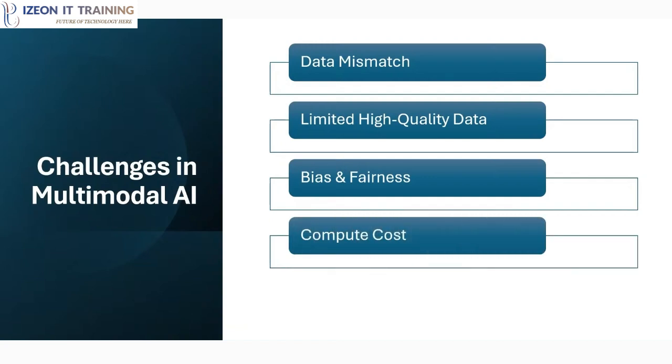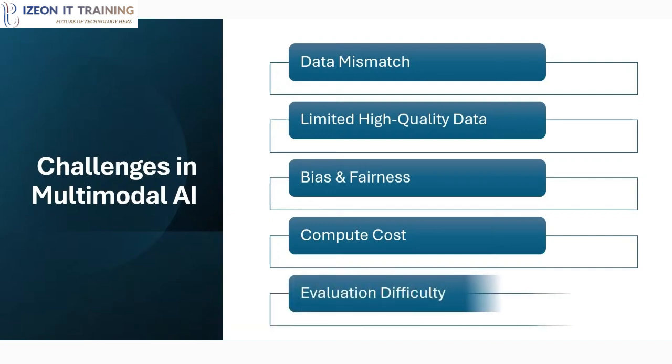The next challenge is compute cost. Training needs huge GPU clusters, for example, hundreds of A100 GPUs. And fine-tuning multimodal models is even more expensive than text-only. And the final challenge is evaluation difficulty. How do you measure reasoning across modalities? There's no single easy benchmark. So while multimodal AI is powerful, it's also data hungry, compute heavy, and still evolving.